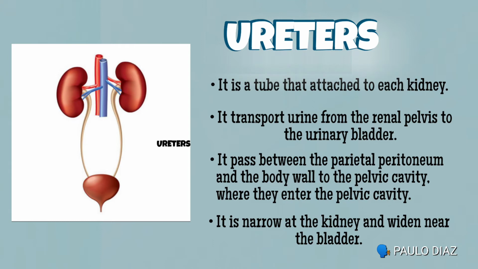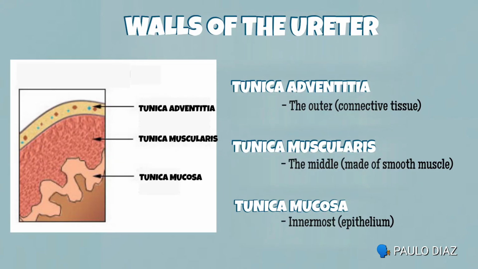So, yung function ng ureters is ito yung nagsiserve as passageway para matransport yung ihi natin na na-produce galing sa kidney and then papunta naman sa bladder. So, that's the role of our ureters. Walls of the ureters. So, yung ureters natin are made of the 3 layers.